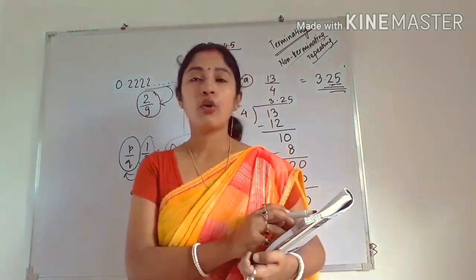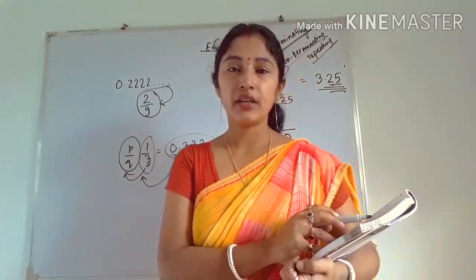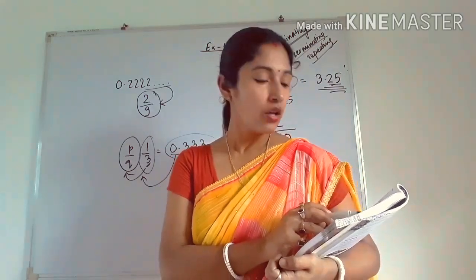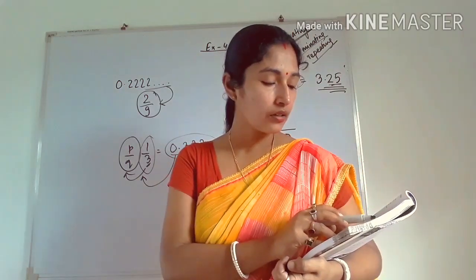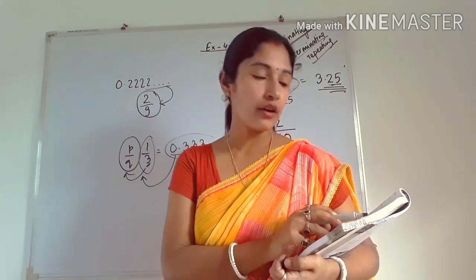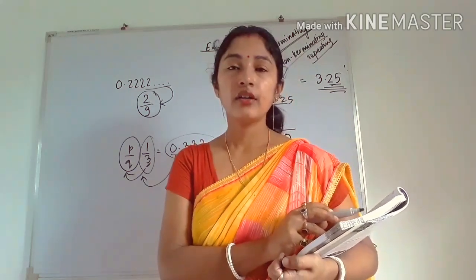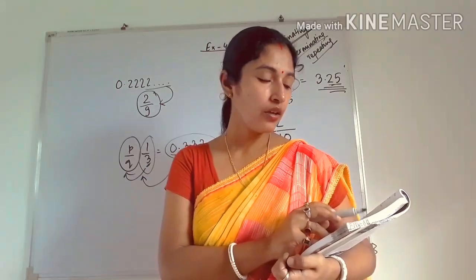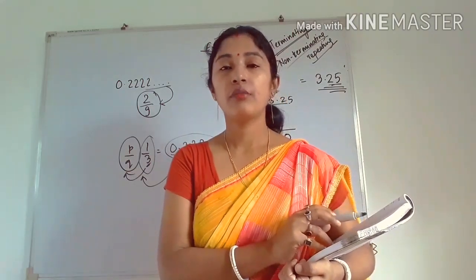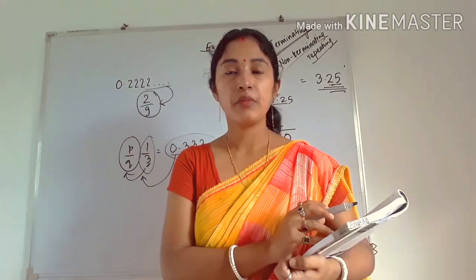Number F is non-terminating and non-repeating, because the digits after the decimal point are not repeating. That's why we can say this is a non-terminating and non-repeating decimal number.